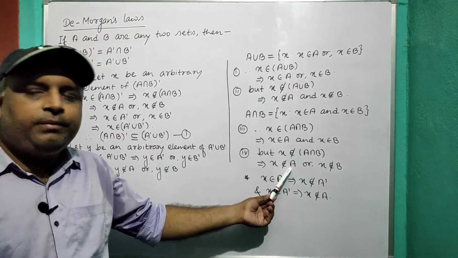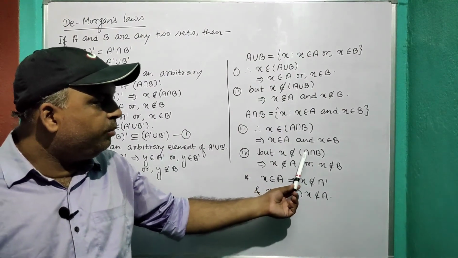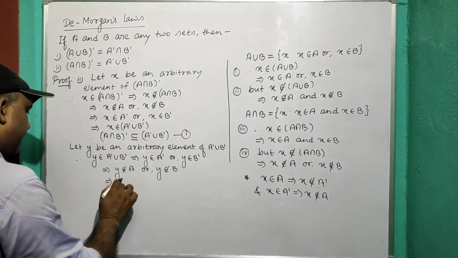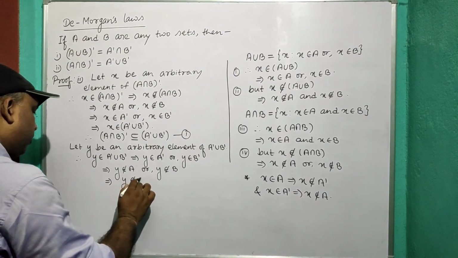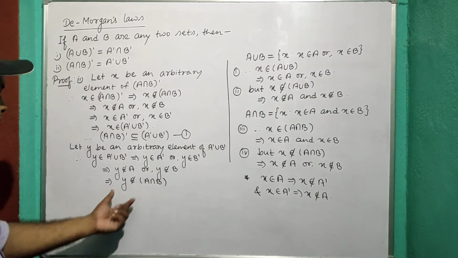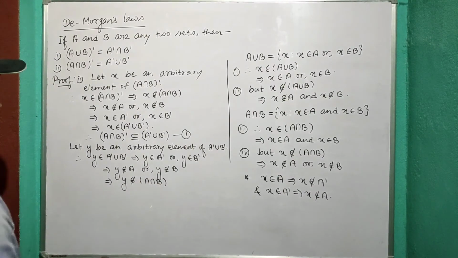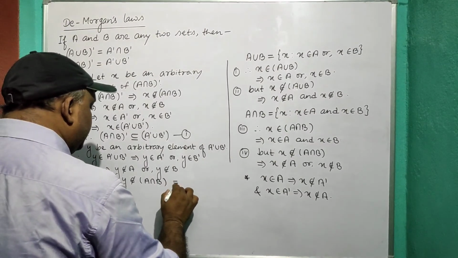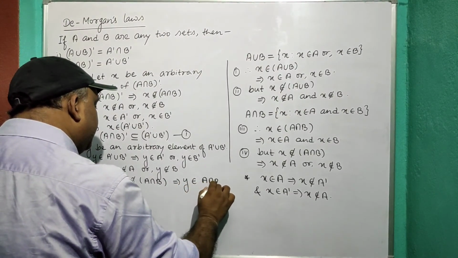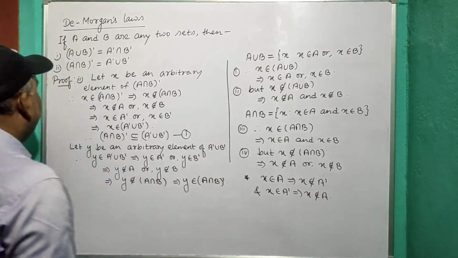उसका मतलब क्या होता है? उसका मतलब है that Y does not belong to A intersection B. So from this we write that Y does not belong to A intersection B. And if Y does not belong to A intersection B, क्या मतलब होगा इसका? It means that Y belongs to (A intersection B)'.